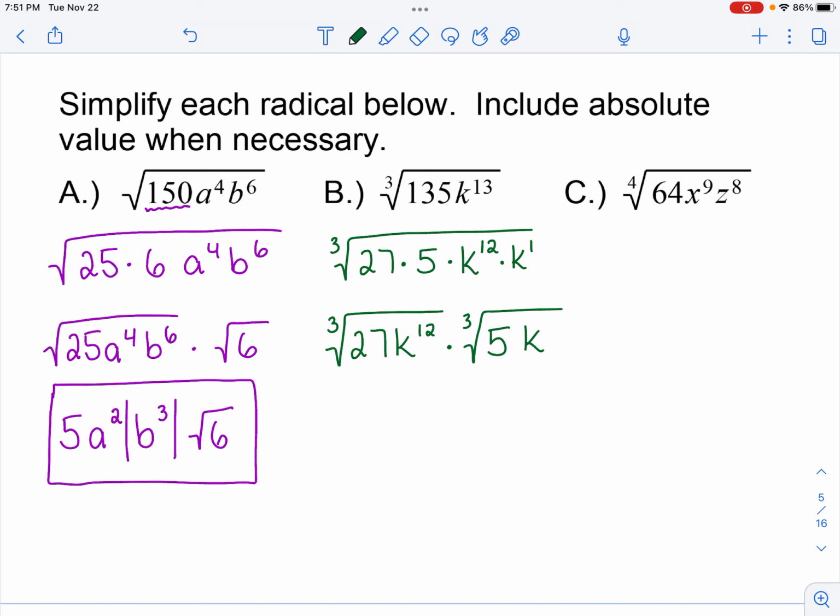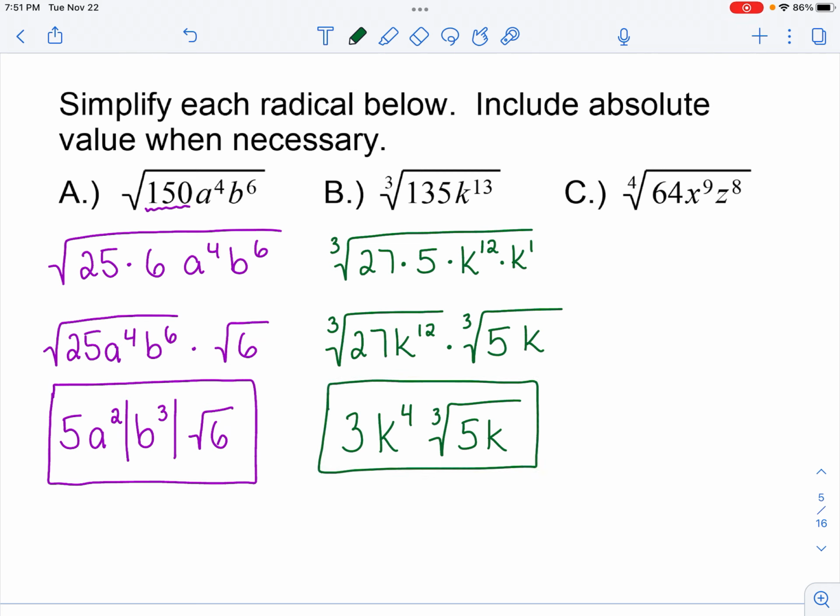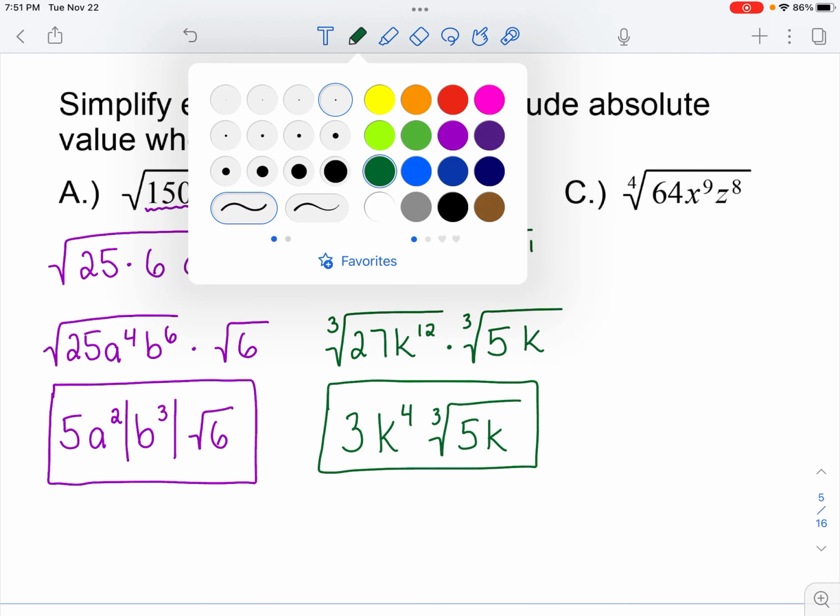The cube root of 27 is a 3. The cube root of k to the 12th is k to the 4th. And then I still have the cube root of 5k, which can't be simplified. Now the question is absolute value. Well, it was a cube root, which is an odd index, so there's no concern here for absolute value. Only an even index root will have absolute value factored into it.